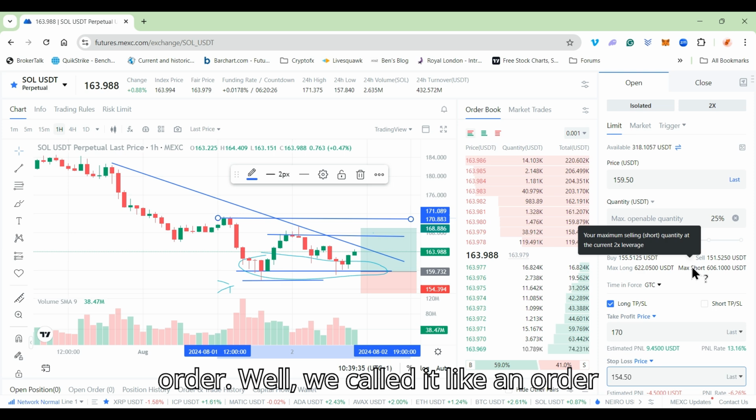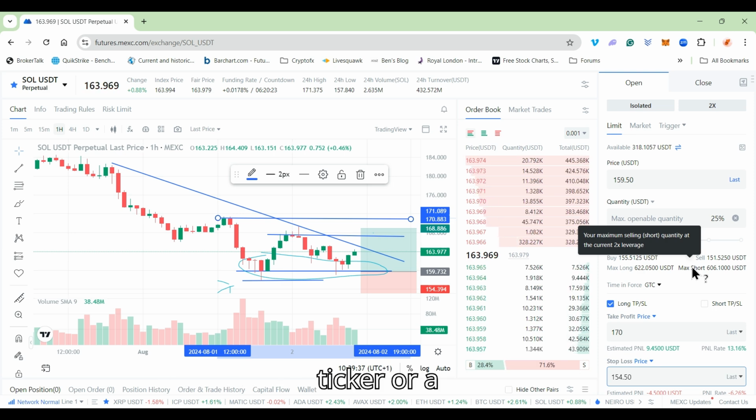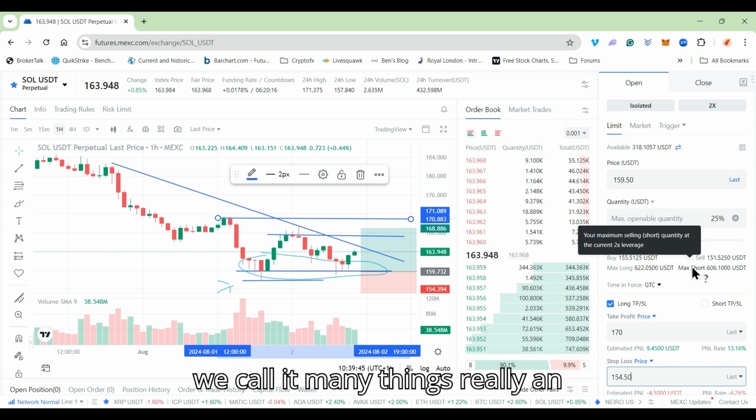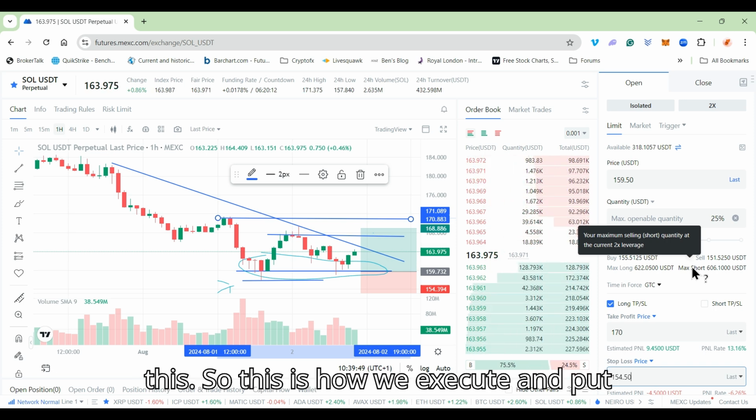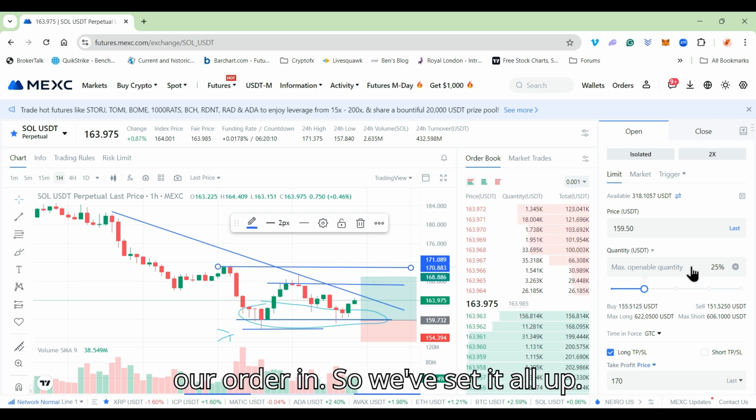Well, we called it like an order ticker, or an execution platform. Well, we call it many things really. An execution platform, I guess we could call this. So this is how we execute and put our order in. So we've set it all up.